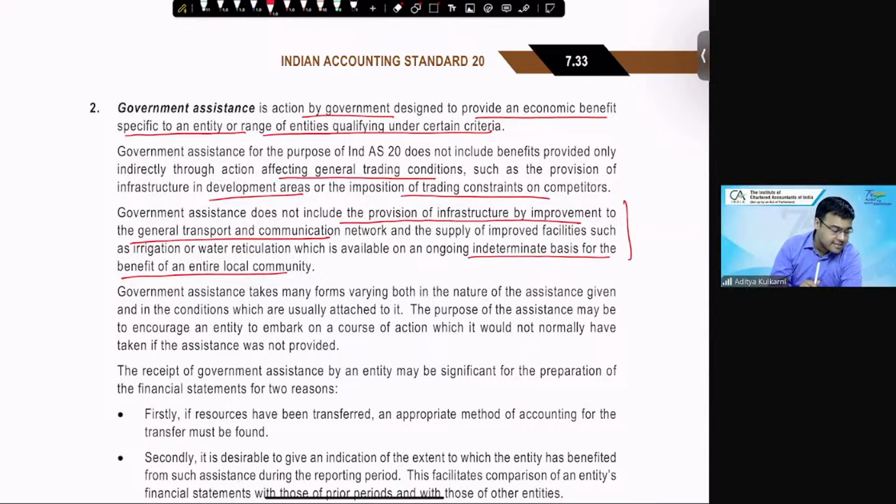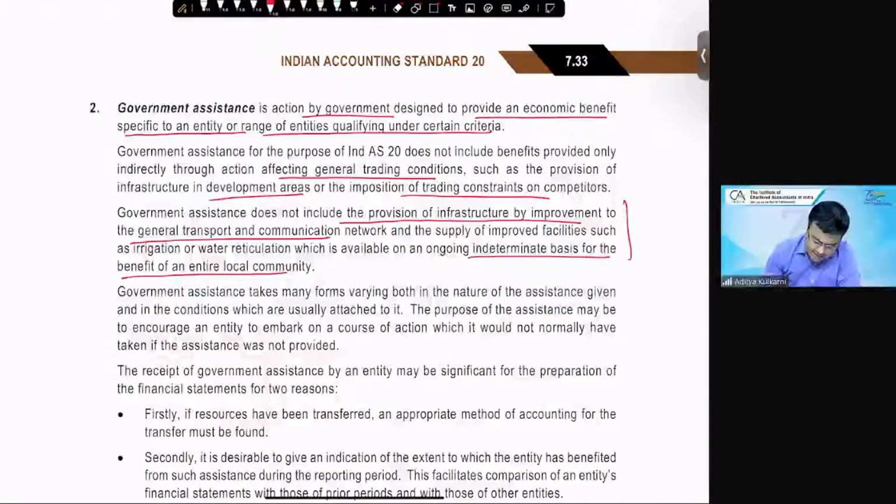In the first example that we saw, technical advisors coming to each entity, is it benefiting you as the entity? Answer is yes. So that becomes government assistance. Infrastructure development will not become government assistance. Okay. So that is it.